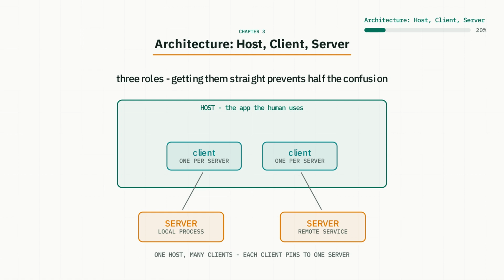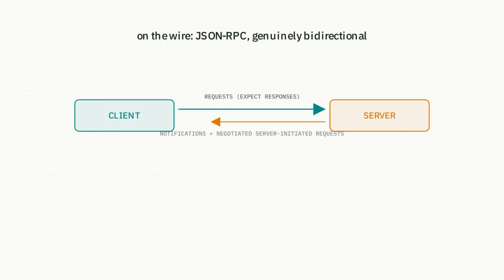One host can run many clients, each client pins to one server. Servers can be local processes or remote services. On the wire, it's JSON-RPC, requests that expect responses, notifications that don't, flowing in both directions because this is a genuinely bidirectional protocol, not a one-way tool calling convention.